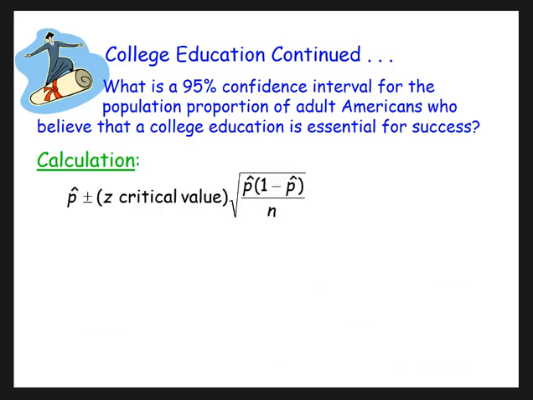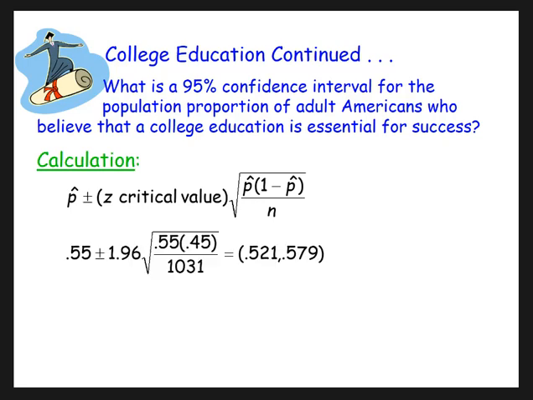So that's our generalized formula. For 95%, the critical value is going to be 1.96. Our point estimate we already found to be 0.55, so we put that in for P hat and 1 minus P hat, and our sample size is 1,031. So 0.55 minus that margin of error gives us 0.521. 0.55 plus that margin of error gives us 0.579. So we are 95% confident that the true population proportion is in that range.